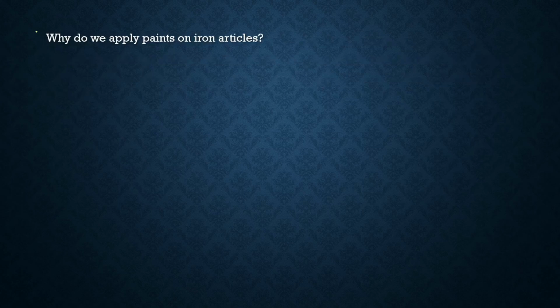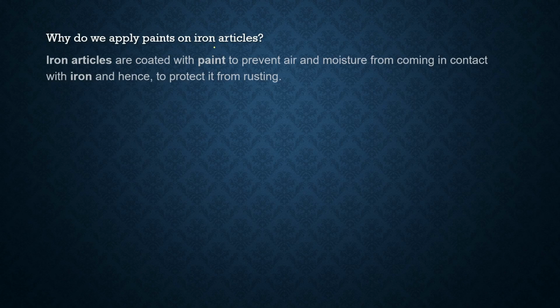Next question. Why do we apply paint on iron articles? When we apply the paint on iron articles, the iron articles will not get exposed to the oxygen gas or the water vapor. So when its exposure to the open atmosphere is cut off, then the reddish brown coating cannot happen. That is, the rusting process cannot happen. And the answer is given to you here. Iron articles are coated with paint, which prevents its exposure to air and moisture. So hence it protects it from rusting.